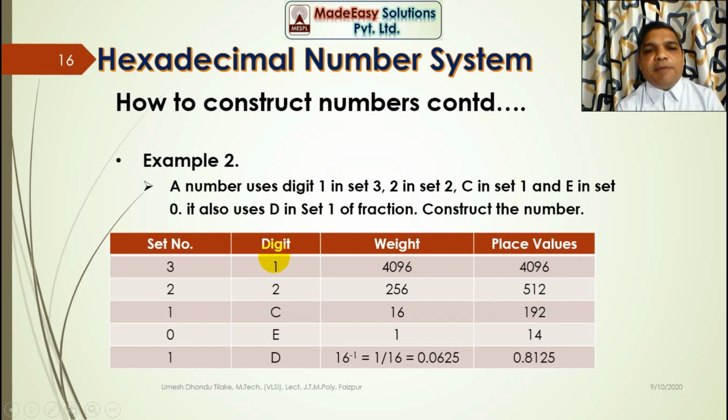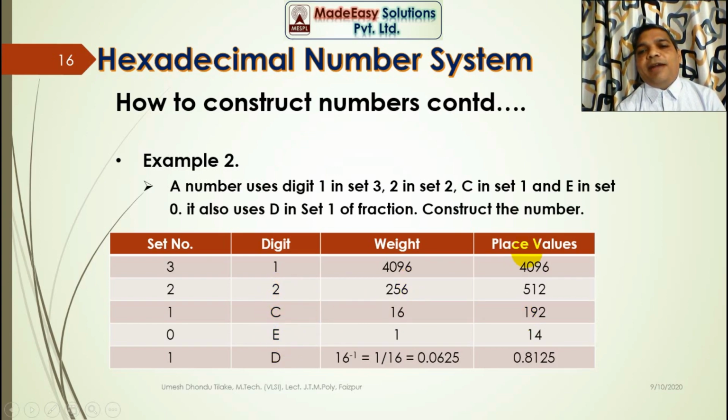4096 weight multiplied by digit 1, we get 4096. 256 multiplied by digit 2, we get 512. So 512 will be the place value of this digit 2. C, that is 12 multiplied by 16. 12 multiplied by 16 is equal to 192. Again, this will be cleared in next slide.